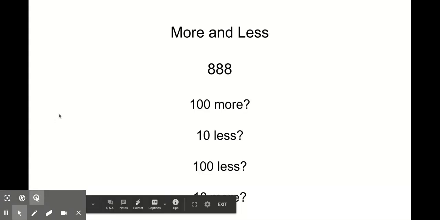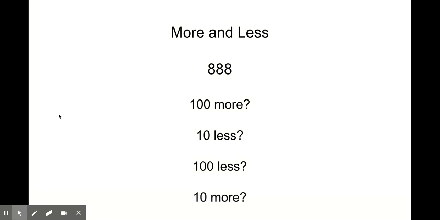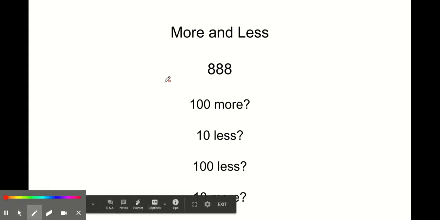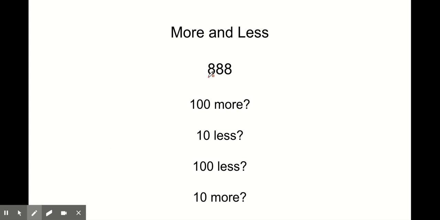Now let's play the 100 more and 100 less game. 888. What is 100 more than 888? Well, remember, we're only changing the hundreds place. 1 more than 8 is 9. So 100 more is 988.